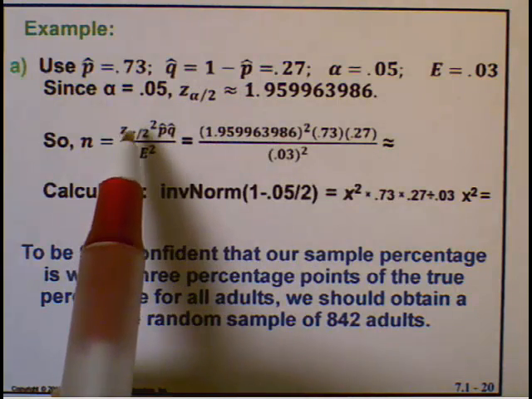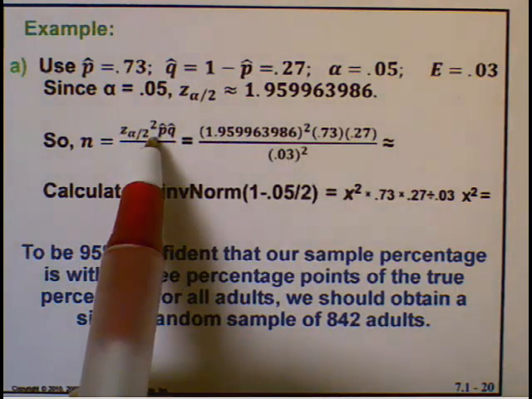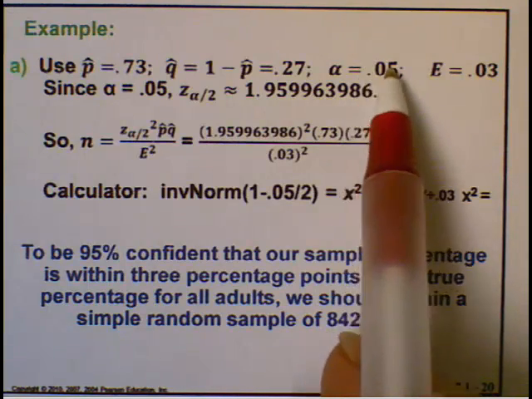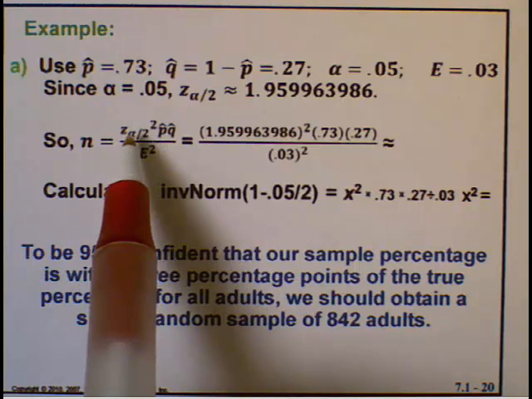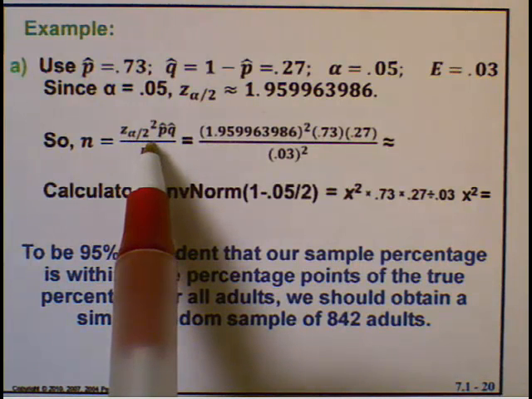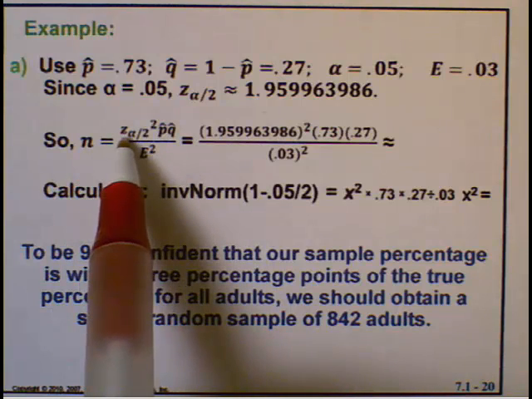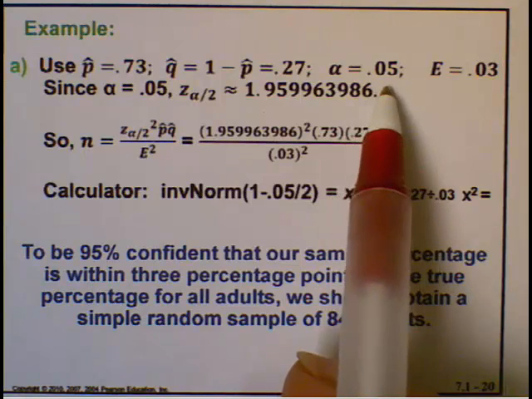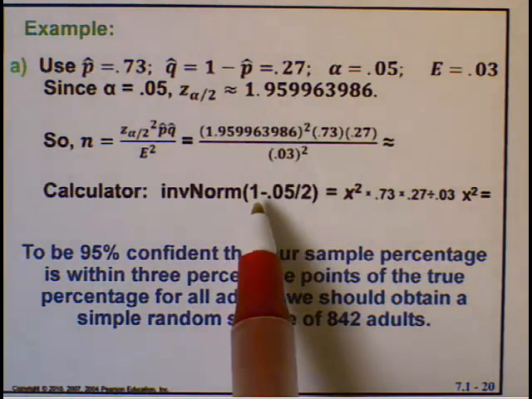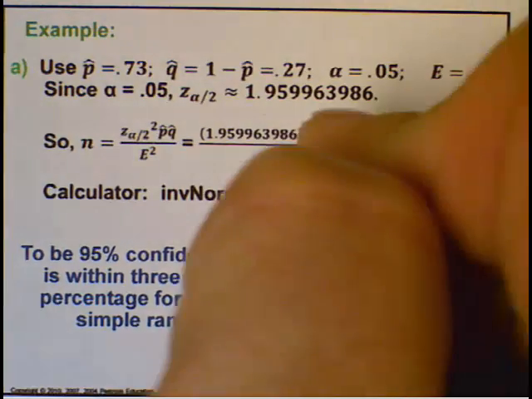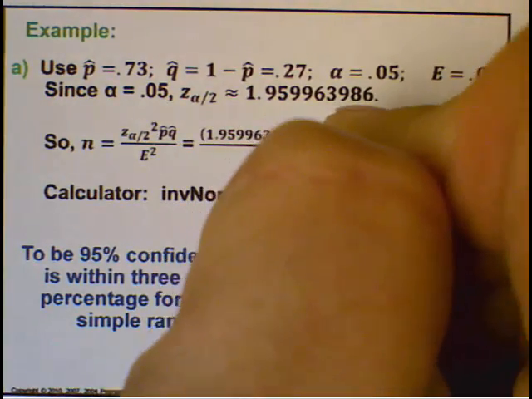The formula is Z sub alpha over 2. For a 95% confidence level, that means alpha is 0.05. I find Z sub alpha over 2 by using inverse norm. But to find the critical value, Z sub alpha over 2, I don't enter inverse norm 0.05. I enter inverse norm of 1 minus 0.05 divided by 2. That's my alpha, and that's divided by 2.